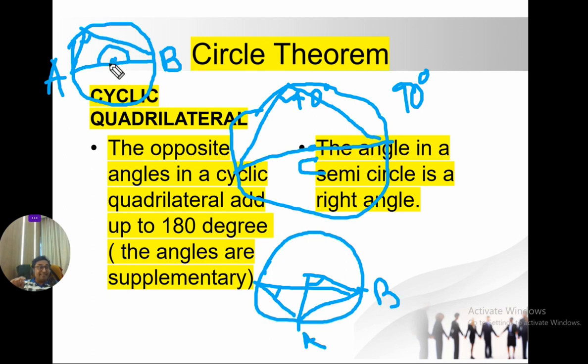If this is at the center is 180 degree, तो उसका आधा कितना होगा? How much it will be? बताओ. 90 degree. So the angle in a semicircle is a right angle. Semicircle यानी आधा, आधा बोले तो ये जो segment AB is passing through the center. Up to this is clear? If so, we are going to the next part.